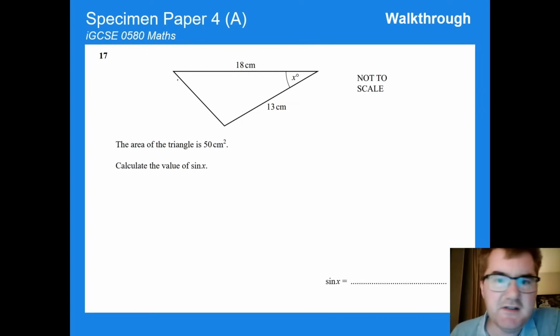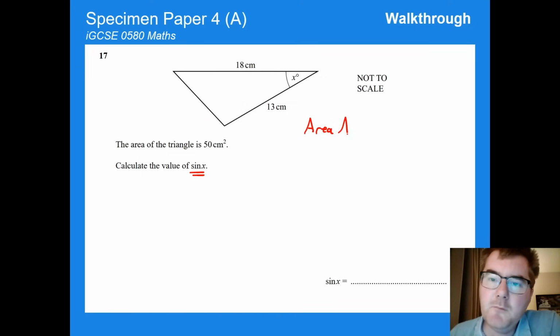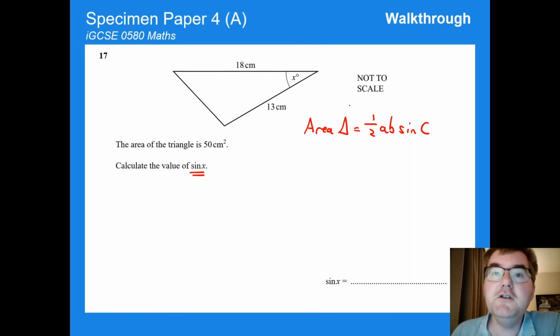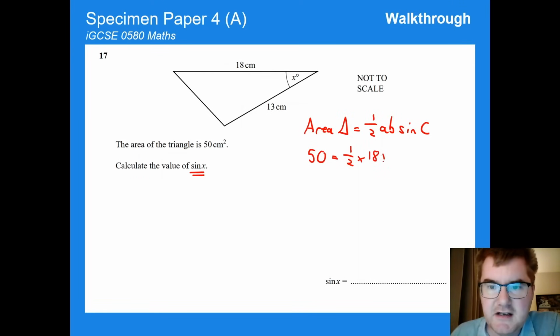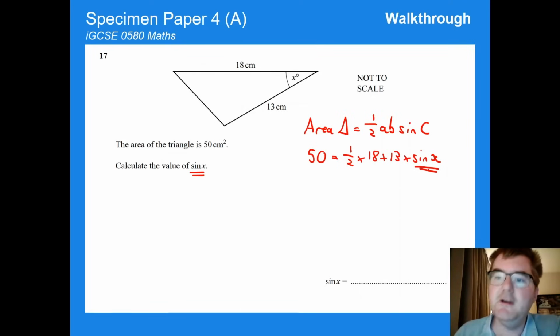On to question 17, nice little 2 marker here. So the area of the triangle is 50 square centimetres. Calculate the value of sine x. Okay, slight twist. Now remember, the area of a triangle, we have 2 formulae. But one that gets forgotten about is the half AB sine C. So if we use what we have here, the area is 50. We know the 2 sides are 18 and 30. And then we have sine of the angle. And that's what we're looking for here. We're not looking for x, we're looking for the sine of the angle.